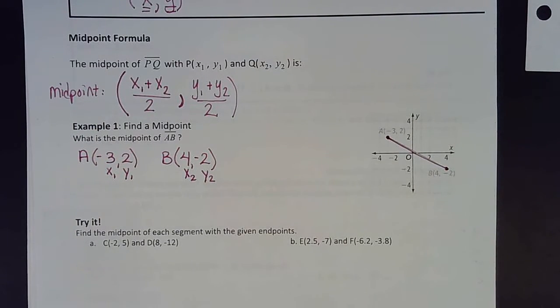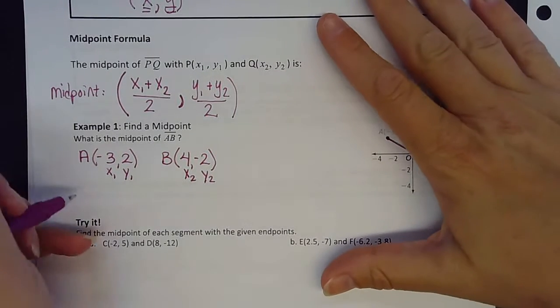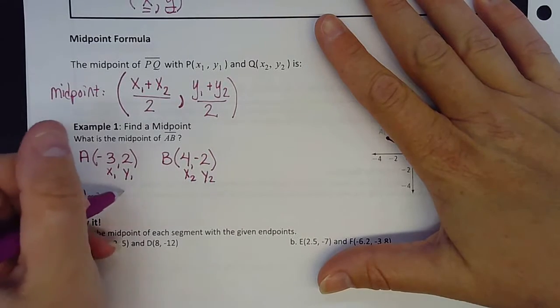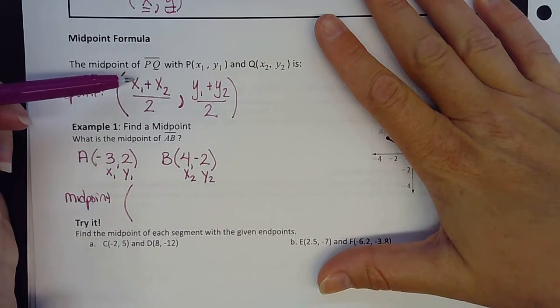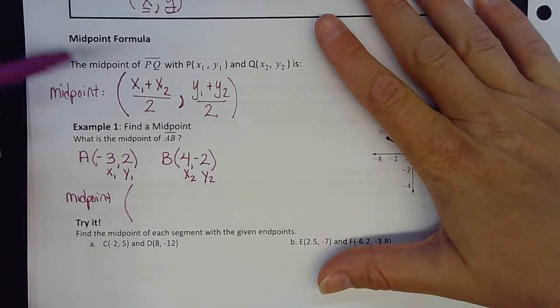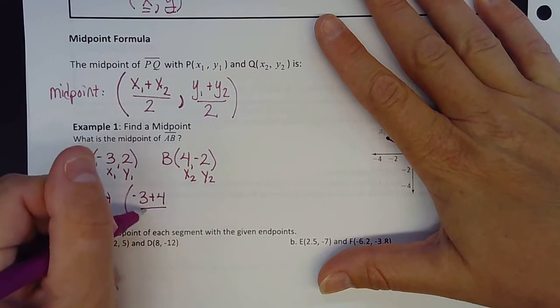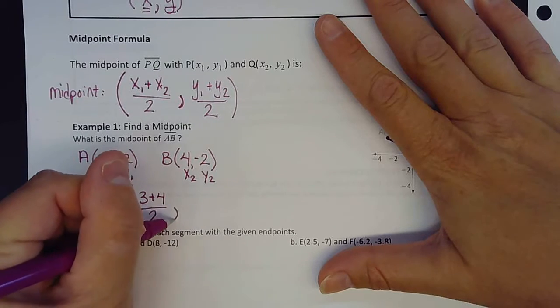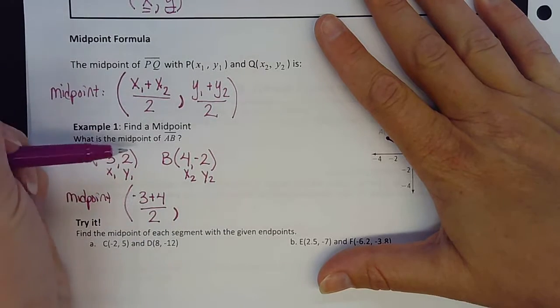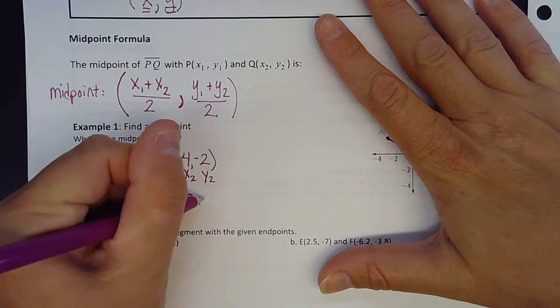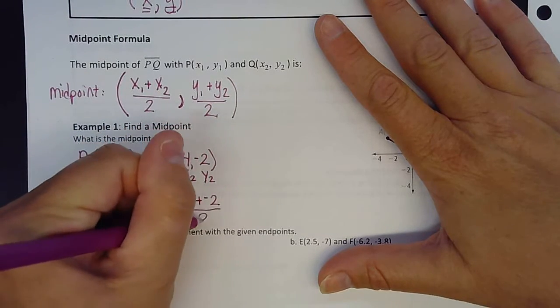And now that I've labeled my points, I can plug into my formula. So the midpoint says here to take x1 plus x2. So negative 3 plus 4 divide by 2, comma. And then you take your y's, 2 plus negative 2 divide by 2.